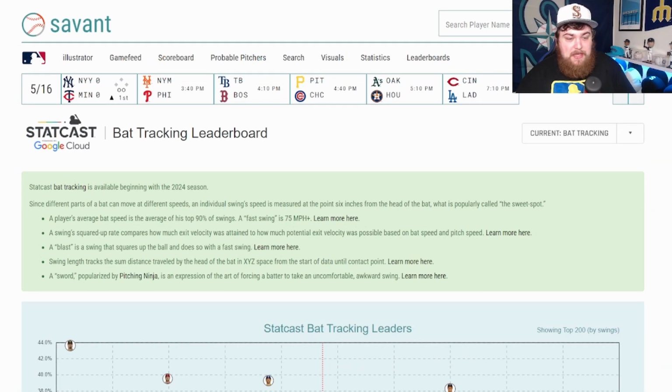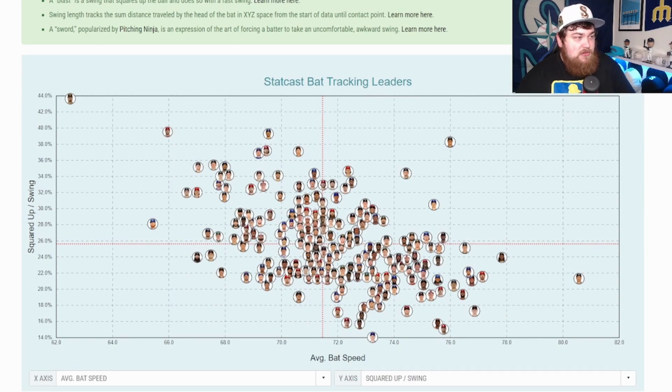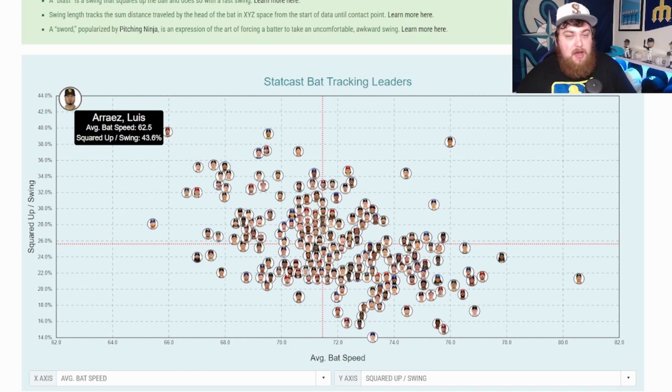When you look into the page here, this is the first graph you are going to see. I have it currently set at average bat speed on the X-axis and squared up swing percentage on the Y-axis. And these are the top 200 of the qualified hitters in Major League Baseball. Of course, we have some extremes here. Luis Arraez has a very slow bat speed, the lowest out of these qualified hitters, however has a very high squared up percentage of 43.6%. Makes sense. Dude is a contact machine.